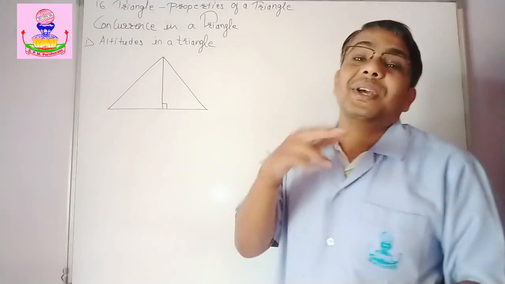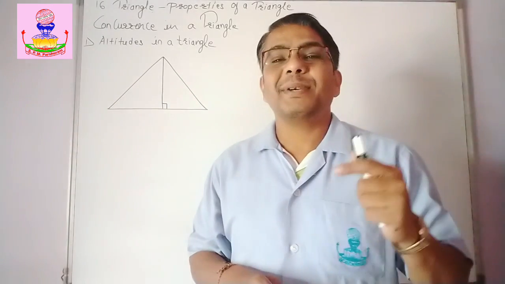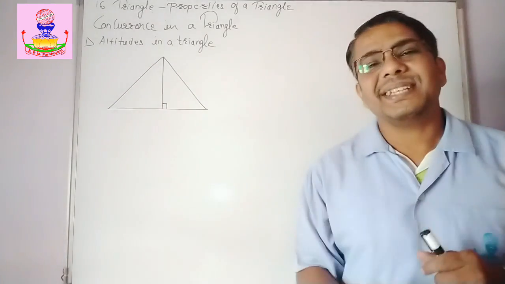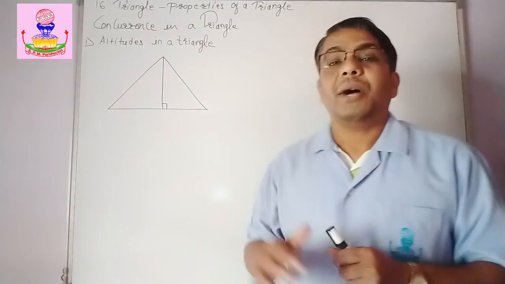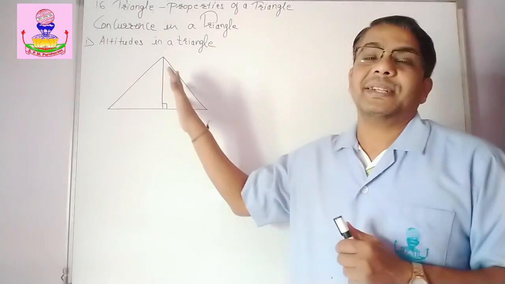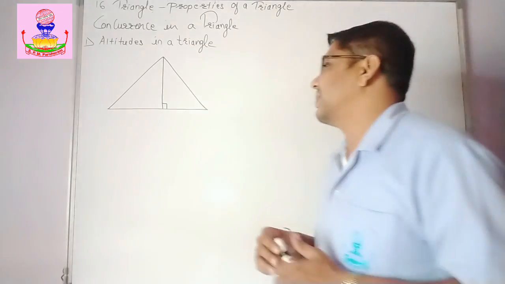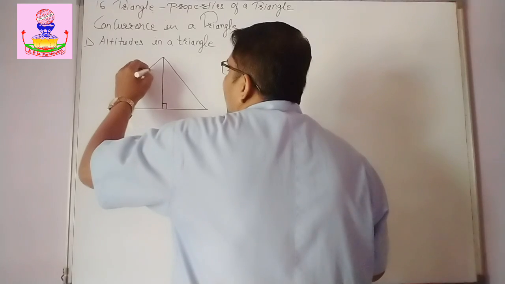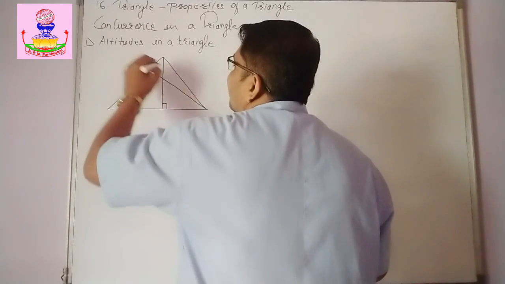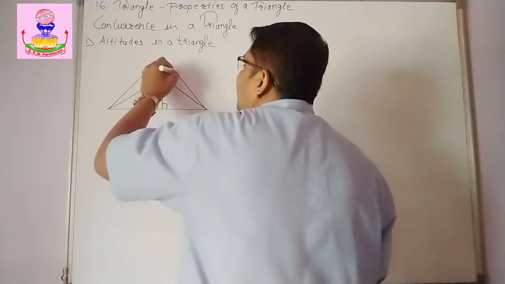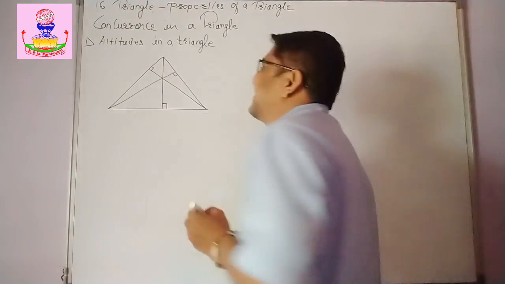So this becomes the base. Okay. So if I want to find the area of the triangle, it becomes half base into height. So if I know the base and the height, I can find the area of the triangle. Now we are not related to area, we are related to altitudes only. So let us focus on altitudes. Now I can draw the second altitude. Okay. And this is the third altitude.